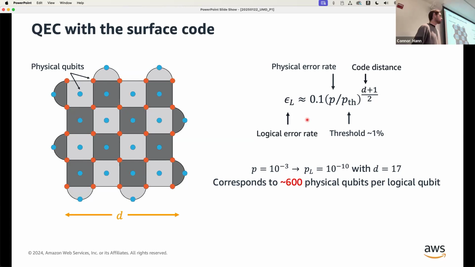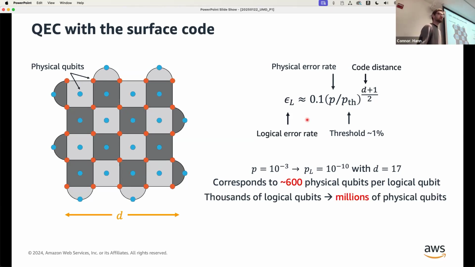But we shouldn't forget that when we want to actually run useful algorithms, we're going to need between hundreds and thousands of these logical qubits. And so that means at the very least, we're going to be needing millions of physical qubits with this kind of approach. This, of course, is several orders of magnitude more than we have in our systems today. So this is quite a daunting path that we would have to proceed along.